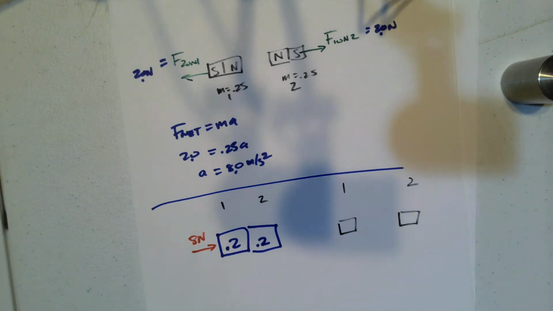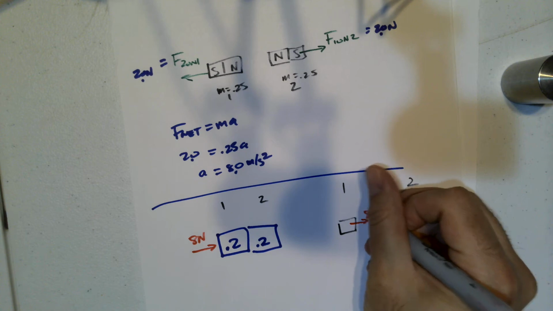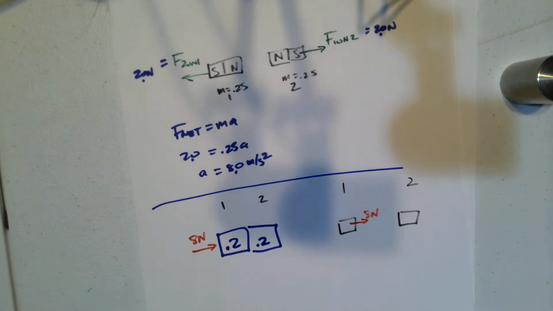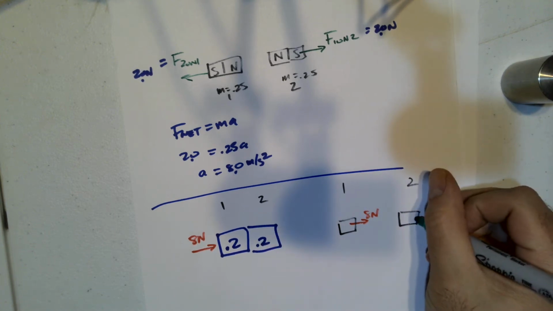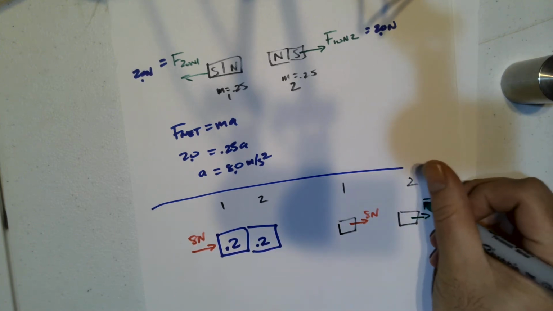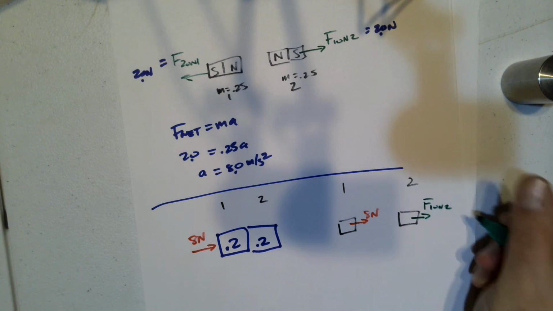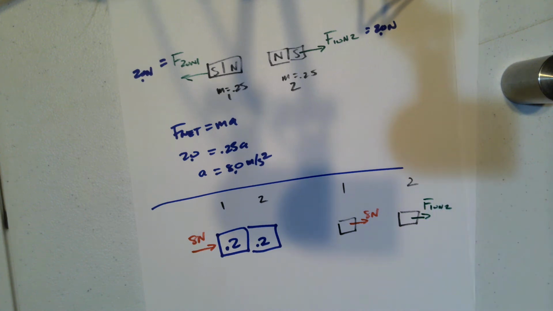And what I know is that I applied an 8 Newton force to the right on this object. However, they both end up moving. And it's not me that pushes object number 2, it's object 1 that pushes object number 2. So I'm going to call this force of 1 on 2, F1 on 2. And that would explain why this object would move to the right.